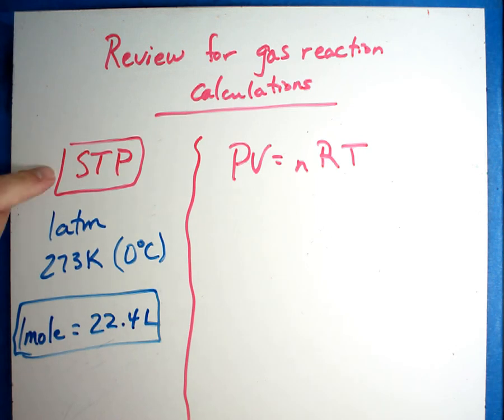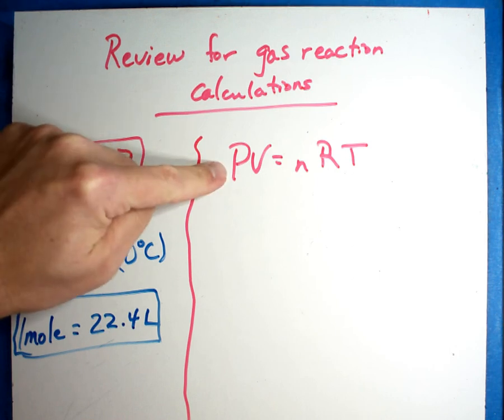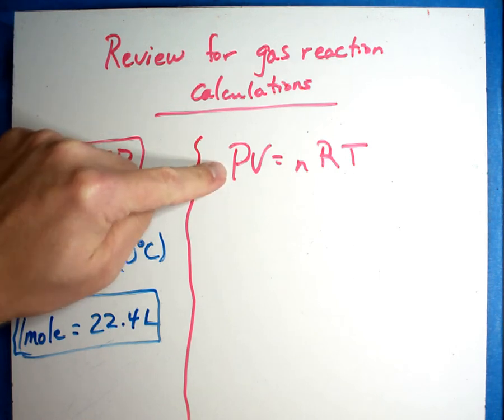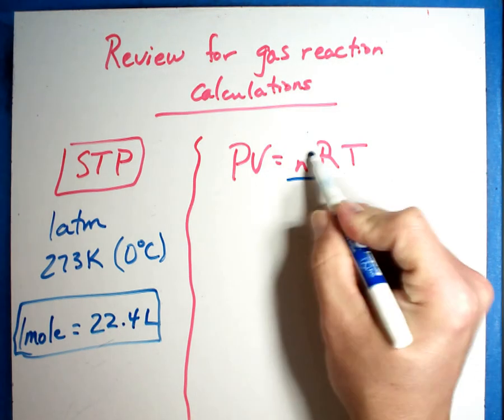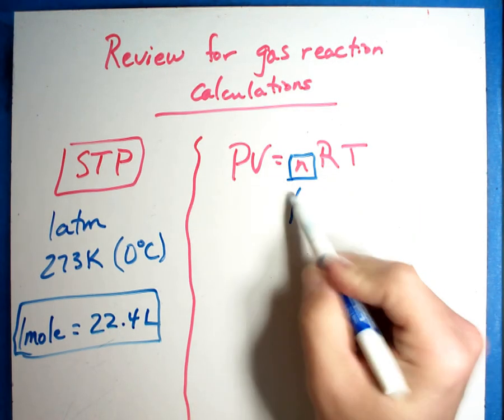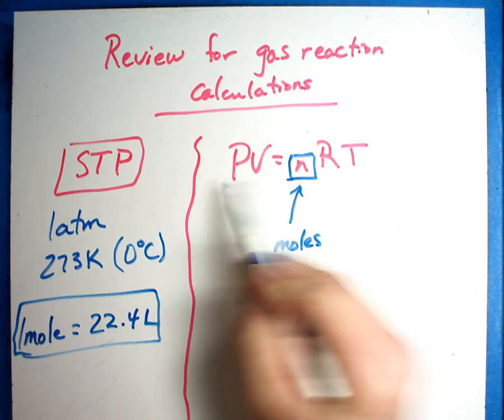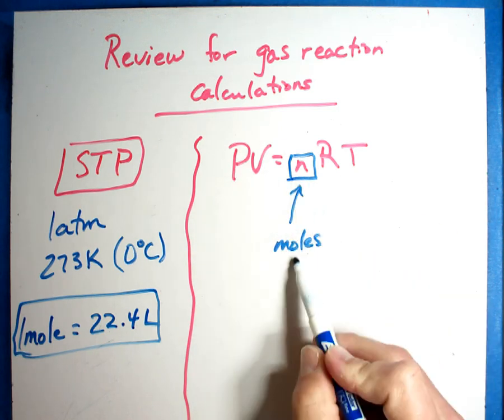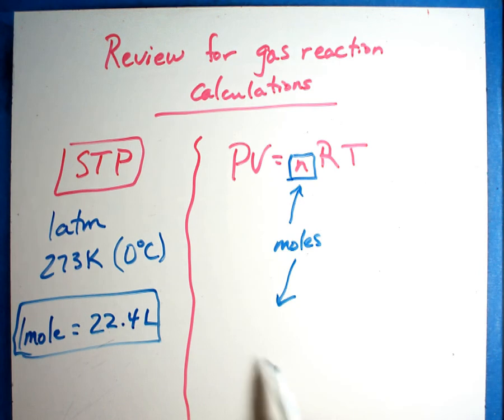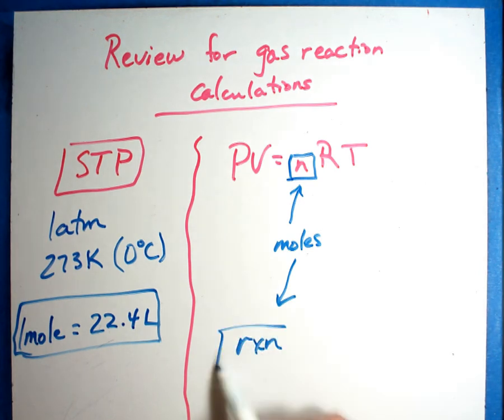If you have a reaction that's not at this pressure and not at this temperature, you're probably going to have to use PV=nRT somewhere. Most likely, you're going to use PV=nRT to come up with n, because remember, n is moles, and as soon as you have moles, you can take that answer and put it right into the reaction, and then you can calculate anything.